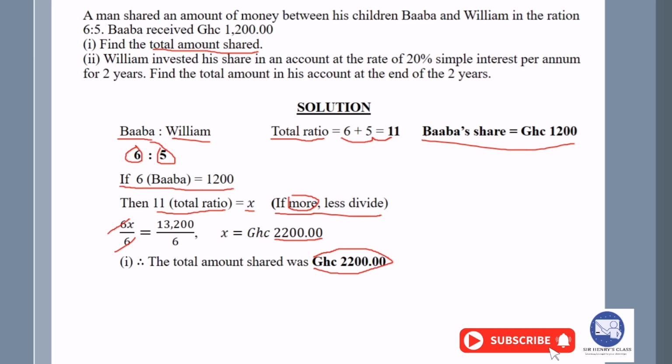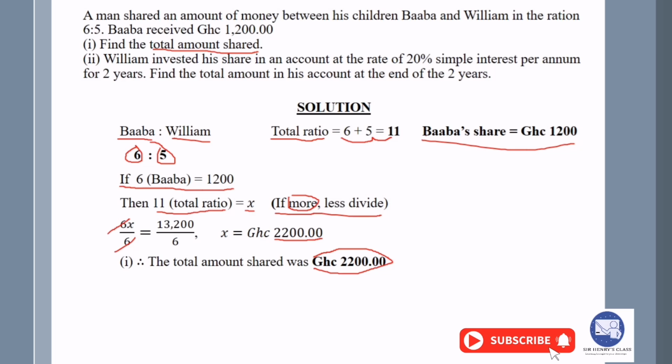Is it going to give us more or less value? That will be more. So if more, let's divide. Now they cross multiply, so 1,200 will multiply 11, and that will give us 13,200. And then 6 would multiply x, and that will give us 6x. So we divide both sides by 6.